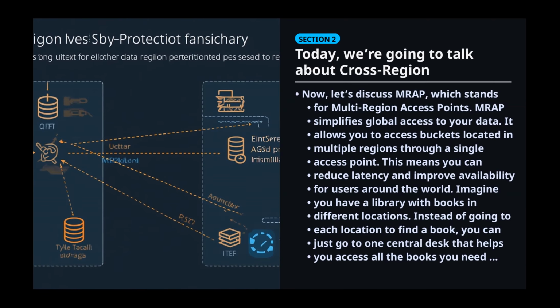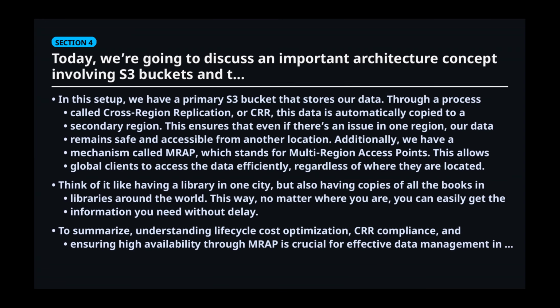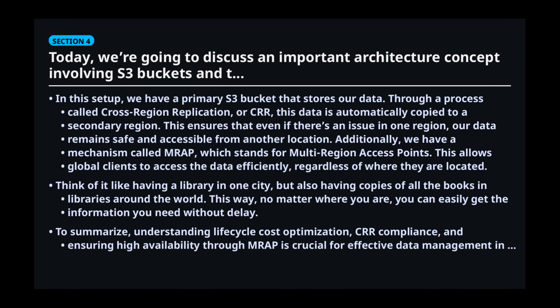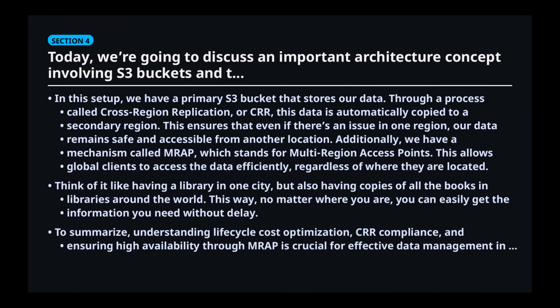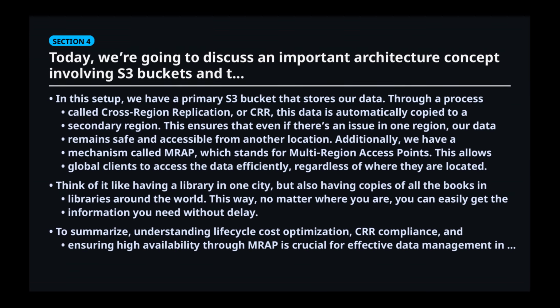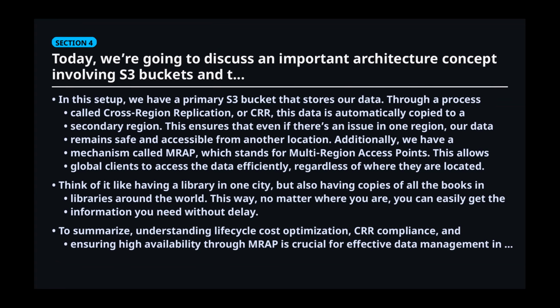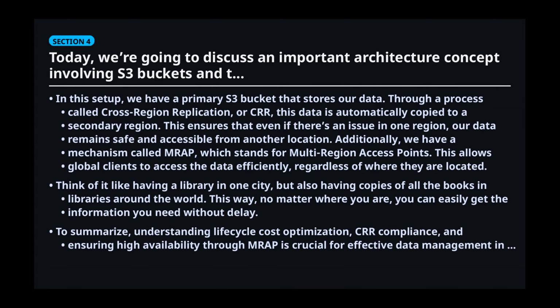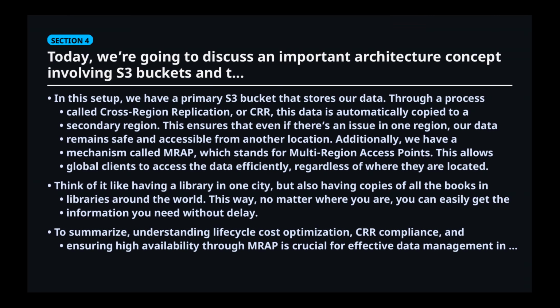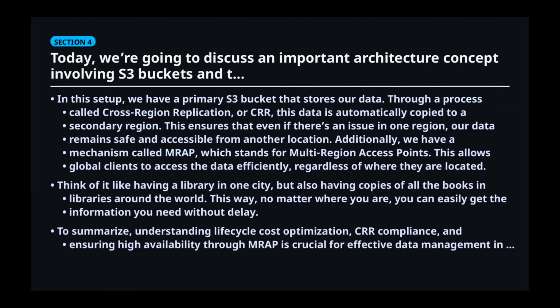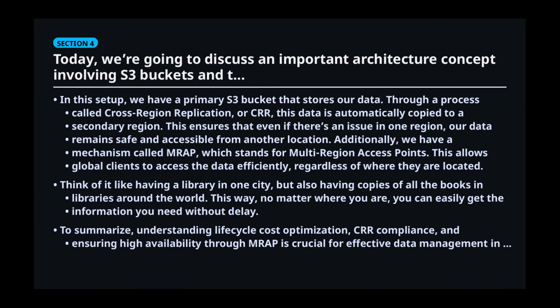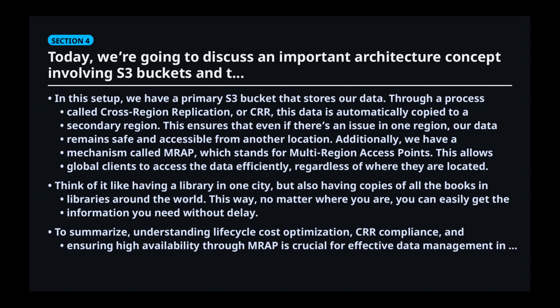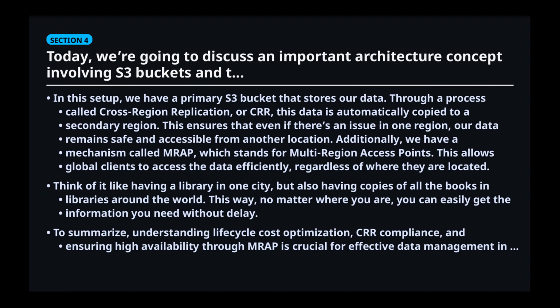more efficient and reliable. In this setup, we have a primary S3 bucket that stores our data. Through a process called cross-region replication, or CRR, this data is automatically copied to a secondary region. This ensures that even if there's an issue in one region, our data remains safe and accessible from another location. Additionally, we have a mechanism called MRAP, which stands for Multi-Region Access Points. This allows global clients to access the data efficiently, regardless of where they are located.